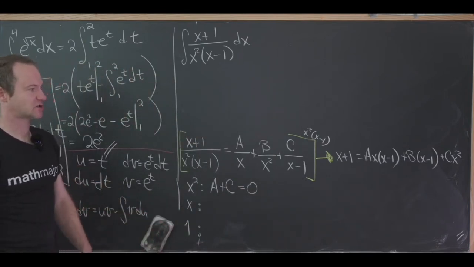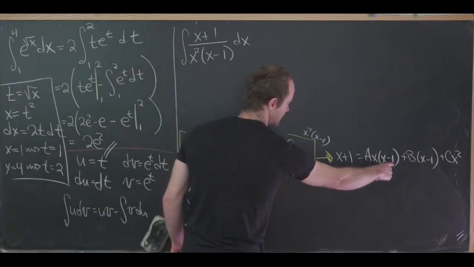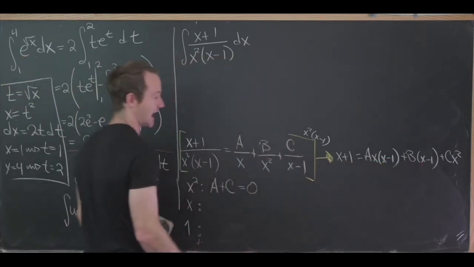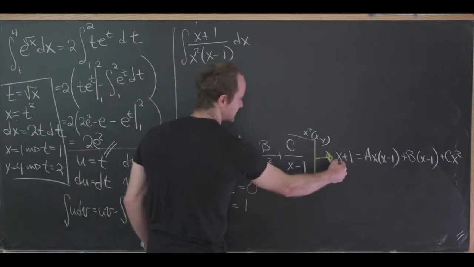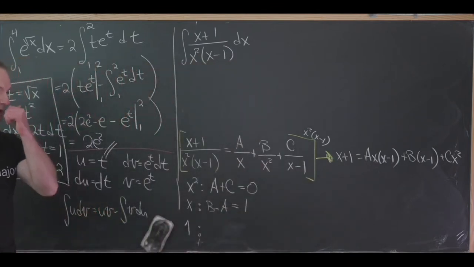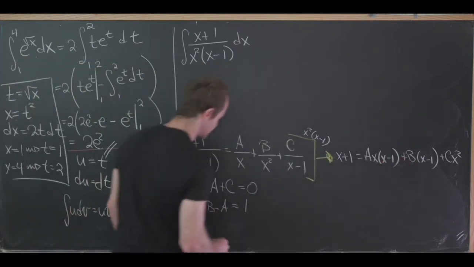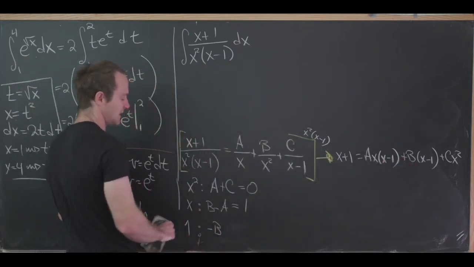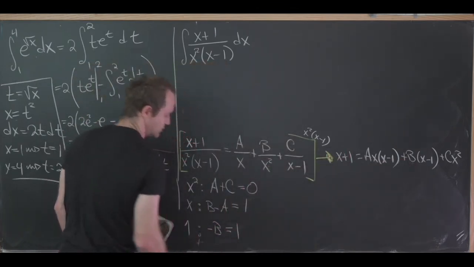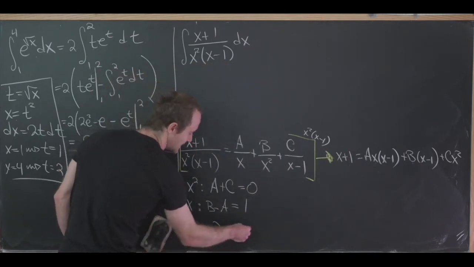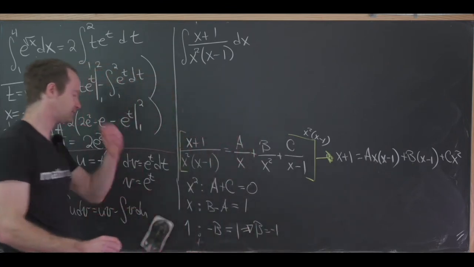Now let's look at the x terms. Over here on the right-hand side, we have A times x times minus 1. Over here, we have B times x. So we have B minus A equals 1. That's because over here, the coefficient of x is 1. Now let's look at our constant term. On the right-hand side, we have a single constant term. That is negative B. And then over here, we've got only a single constant term, and that is also just the number 1. So negative B is 1, but if negative B is 1, that means B is equal to negative 1.